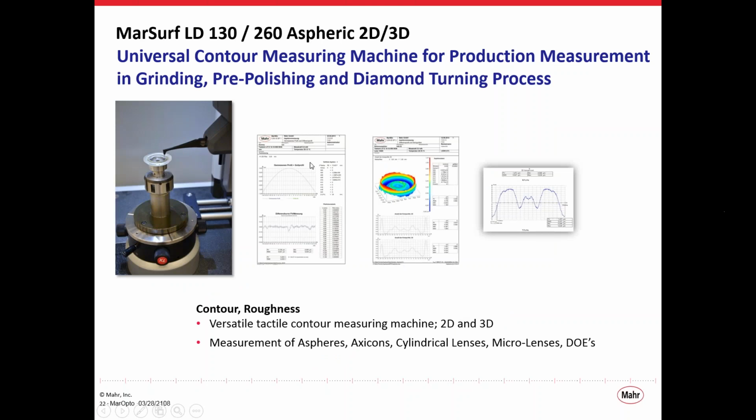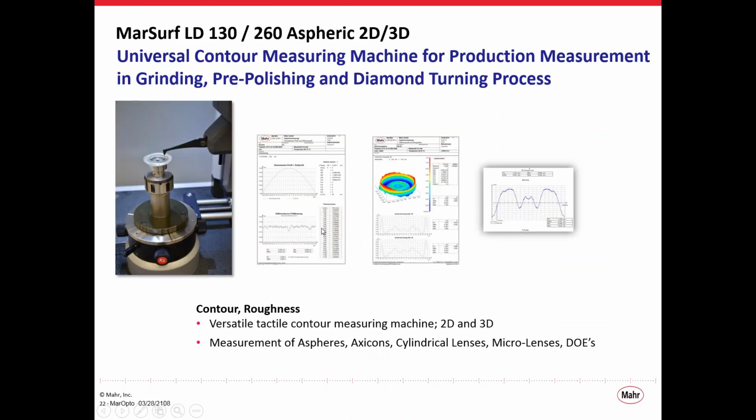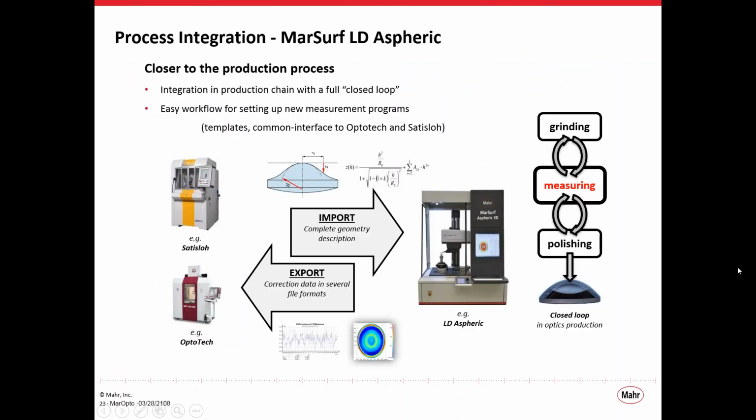We have a full suite of software for analyzing and reporting that data based on our Mahr platform that is extensively used in many other industries. And finally, we've worked with several of the manufacturers of grinding and polishing tools to develop interfaces between the generating process and the measurement process. That way we can create a closed loop manufacturing process for the optics industry.